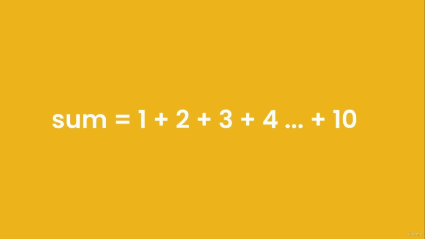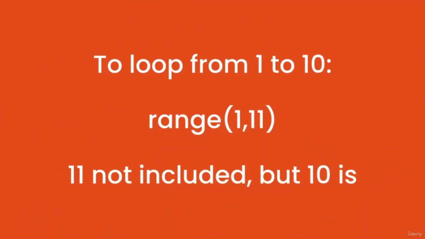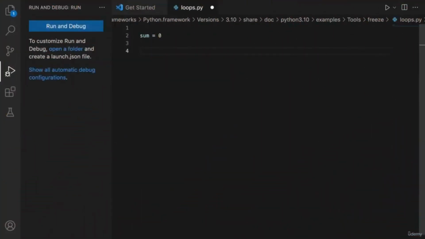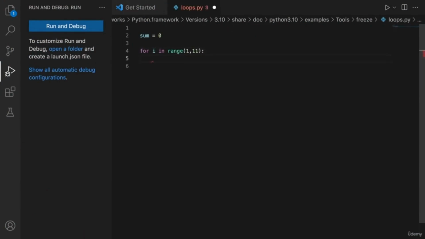Now let's loop through all the numbers from 1 to 10. Remember that when we write range, first number, comma, second number, the second number is not included in the loop. So, in order to loop from the numbers 1 to 10, 10 included, we will write range, and in the brackets, 1, comma 11. Now, 11 won't be included, but 10 will. So the code to loop through the numbers would be for i in range, in brackets, 1, comma 11, colon.